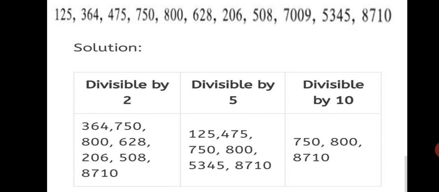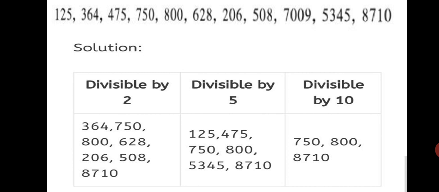475 is divisible by 5 only. 750 is divisible by 2 since 0 is in the units place, is divisible by 5 and is divisible by 10. So 750 is such a number which is divisible by all the three given numbers 2, 5 and 10. So it will come in all three boxes. Okay, so whichever number has got 0 in the units place will be divisible by all 2, 5 and 10.